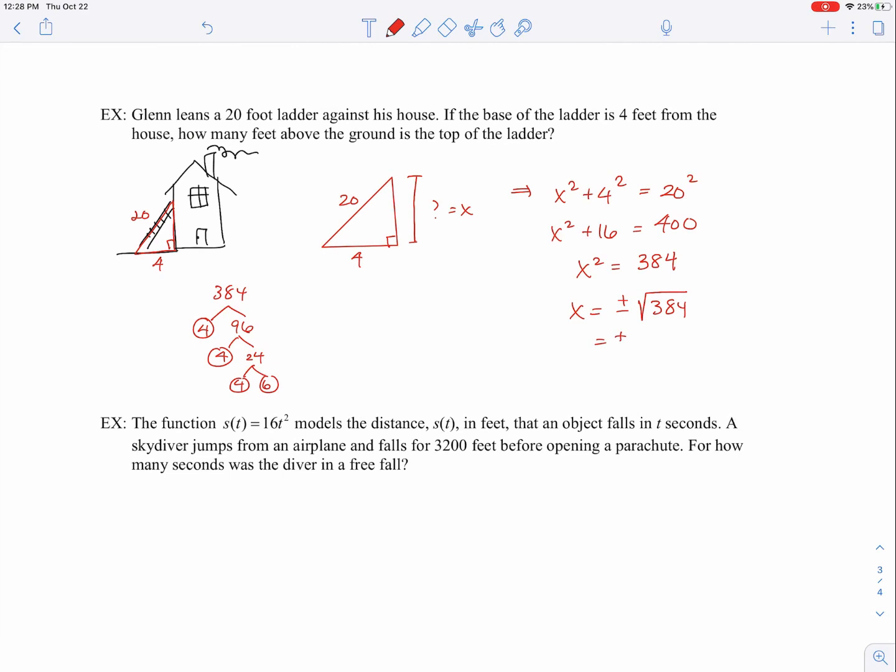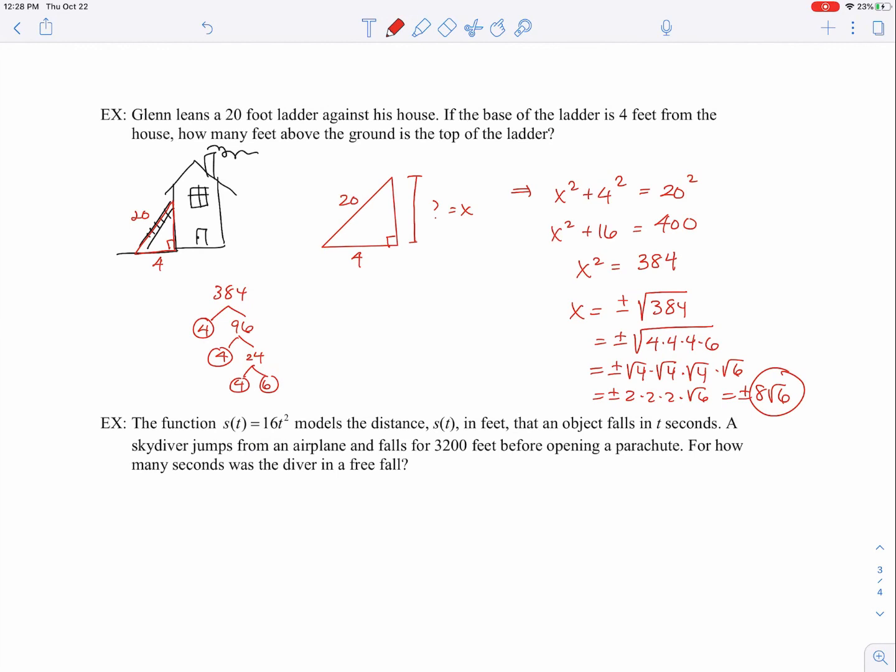And so this is equal to plus or minus the square root of 4 times 4 times 4 times 6, which is plus or minus the square root of 4 times the square root of 4 times the square root of 4 times the square root of 6, which is plus or minus 2 times 2 times 2 times root 6, or plus or minus 8 root 6 is how high that is above the ground.